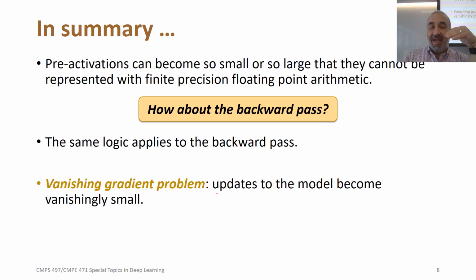Now, the first case, when it gets very, very small, this is called the vanishing gradient problem. First of all, why is it a problem? Vanishing gradient means the gradient will be very, very, very small, right? And you can see now the logic. So why is that a problem?